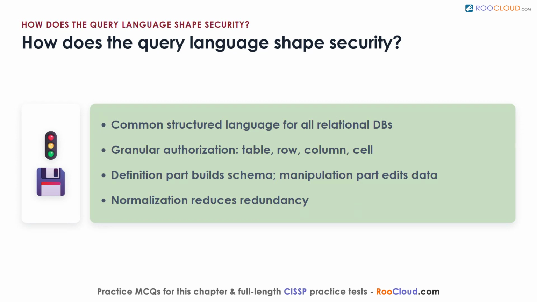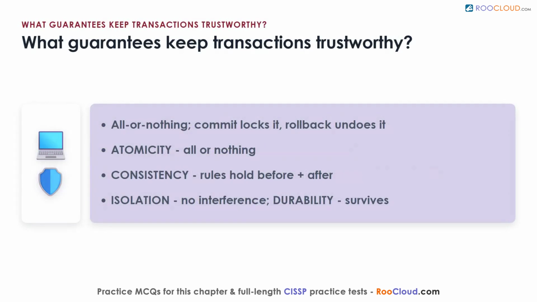The language splits into two parts. A data definition portion creates and changes the database's structure or schema, while a data manipulation portion works with the data inside that schema. Developers also refine table organization through normalization, a set of standard forms that reduce redundancy and misplaced data. Think of granularity of authorization as a keycard system that can unlock an entire building, a single floor, one room, or just one drawer. What guarantees keep transactions trustworthy?